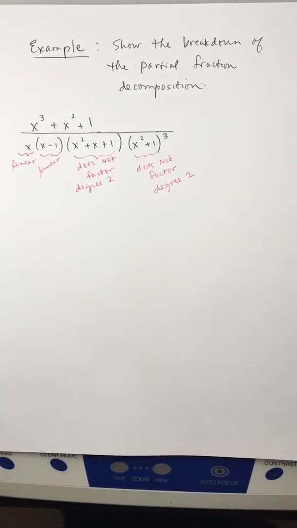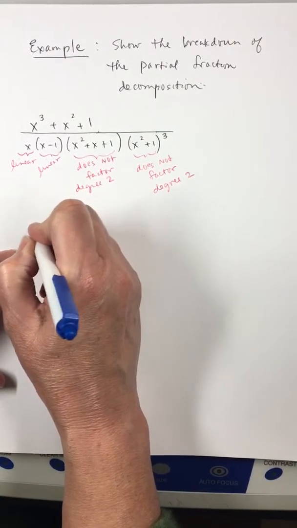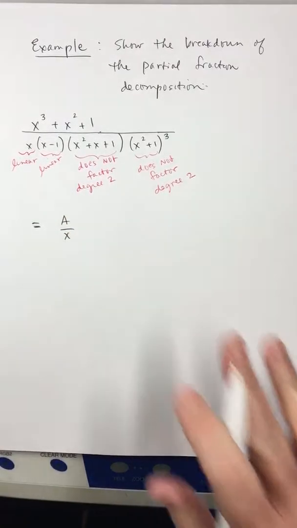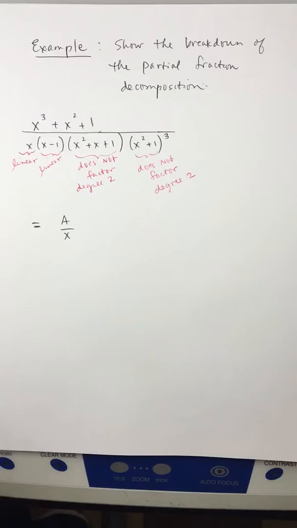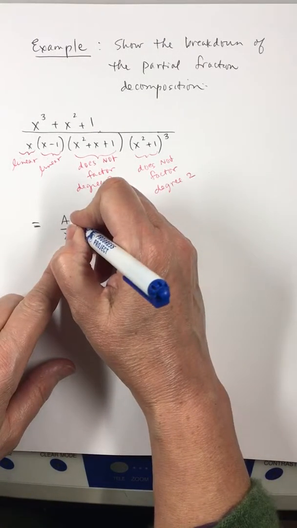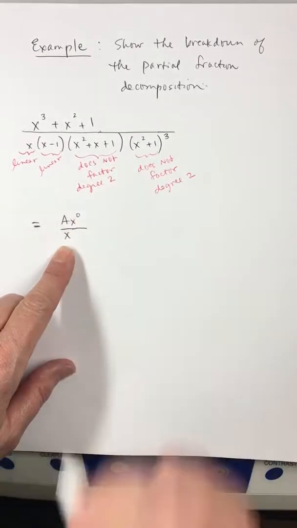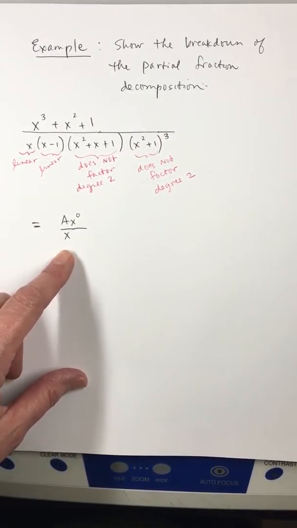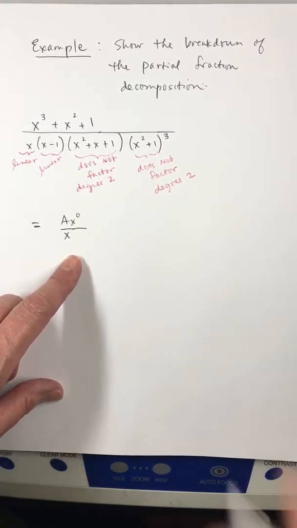So what we'll do for the partial fraction decomposition is this. We would say this would equal A over x. Whatever the degree is on the denominator, your numerator will be 1 less. And this is the first power. In fact, I'll write this as A x to the 0. The degree is 1 less. And what is x to the 0? That's 1. So we normally wouldn't write that.